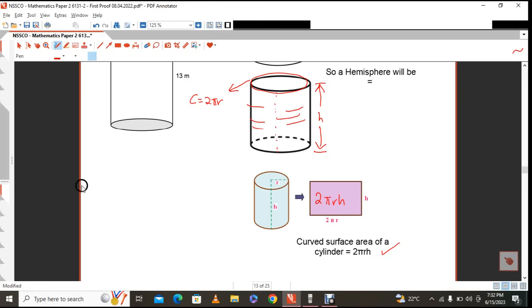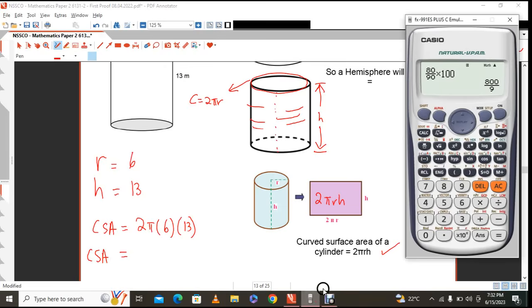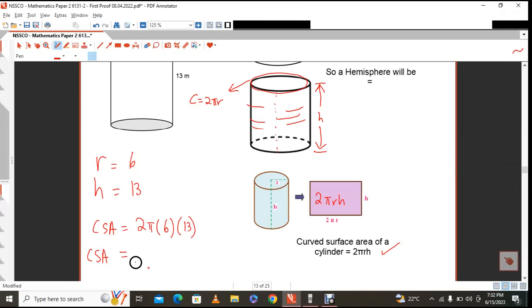What do we know? We know our radius is 6. We know the height of the cylinder was 13. So the curved surface area will be 2 times pi times the radius 6 times the height of 13. Okay, so let's get in our curved surface area of the cylinder. So we're going to have 2 times pi times 6 times 13. So that's 156 pi. I'm leaving my answer in terms of pi for now.